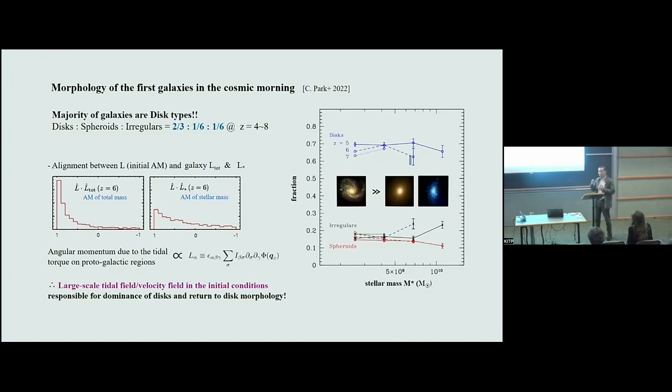And also, whenever these disk galaxies are destroyed to become irregular or spheroidal, they reacquire disk morphology later because the gas is falling in to recover this disk morphology.